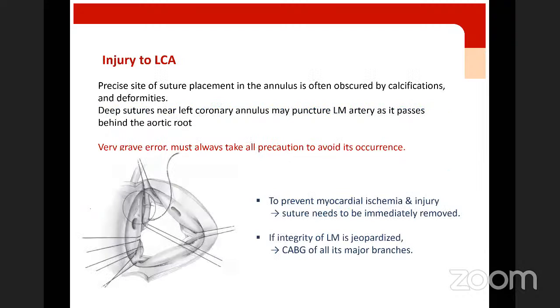Another dangerous complication is injury to the left coronary artery. Calcification and deformities can obscure the suture placement in the aortic annulus, so that deep sutures placed near the left coronary annulus might puncture the left main. And this indeed is a very grave error. All precautions must be taken to avoid this occurrence. To prevent myocardial ischemia, the suture must be immediately removed. And if the structural or functional integrity of the left main is in any way jeopardized, then coronary artery bypass grafting to all of its major branches must be performed.